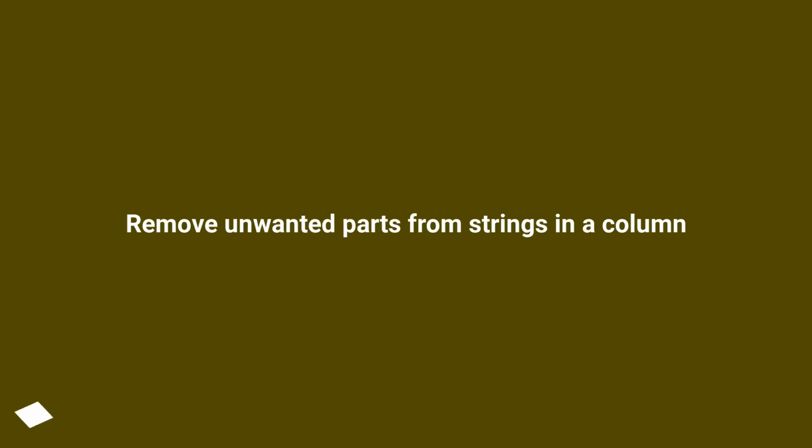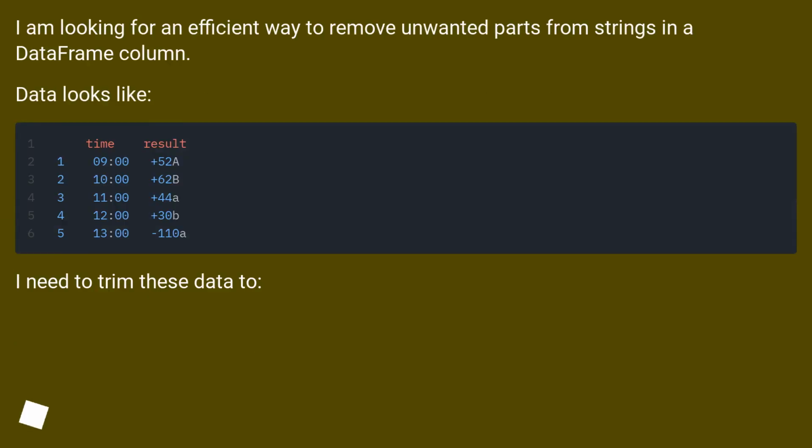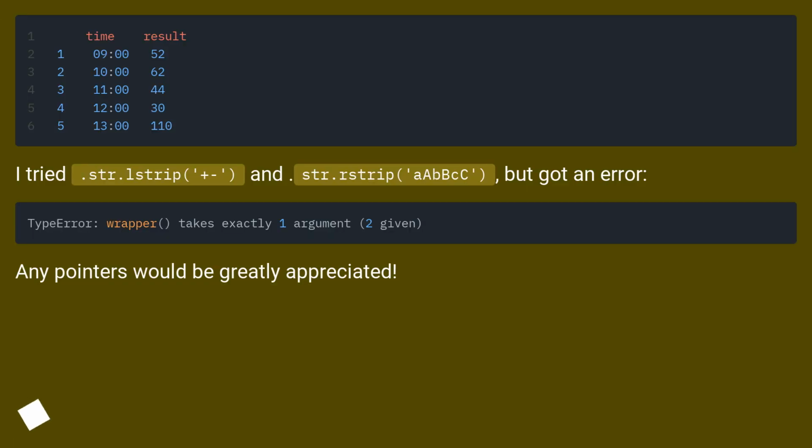Remove unwanted parts from strings in a column. I am looking for an efficient way to remove unwanted parts from strings in a dataframe column. Data looks like this. I need to trim these data too. I tried .str.lstrip plus and .str.rstrip, but got an error. Any pointers would be greatly appreciated.